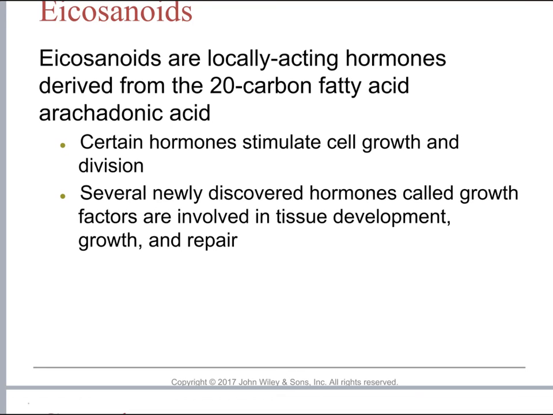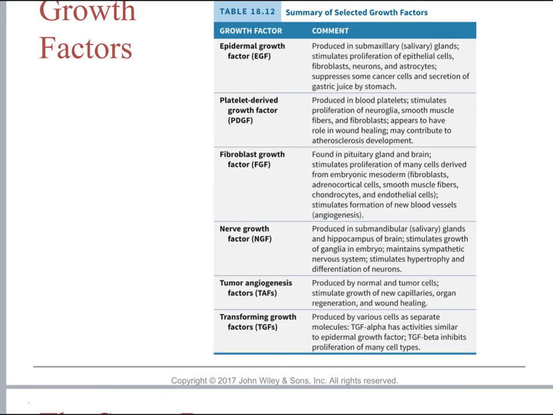Eicosanoids are also used in regulating the abortion of pregnancy and normal childbirth. They also contribute to the perception of pain, regulate cell growth, and ultimately, control blood pressure. Table 18.12 goes through some other summary of selected growth factors, ones that we have not talked about. We're going to briefly go over them, but I don't really expect you to know these.